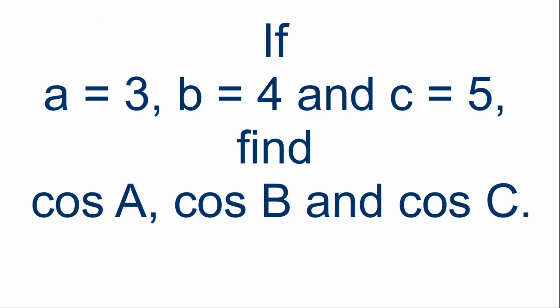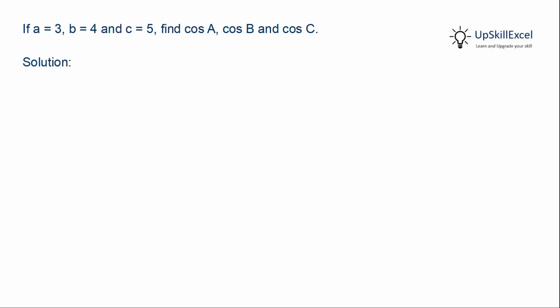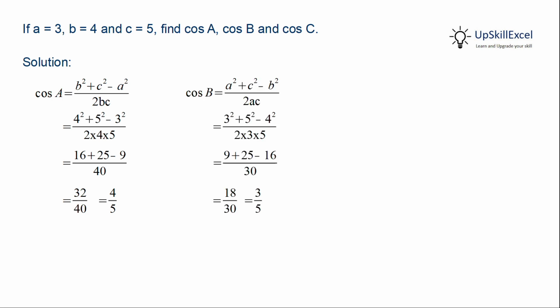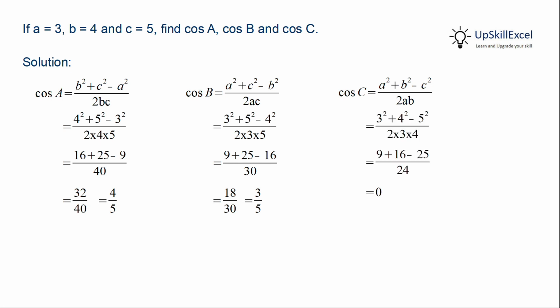If a is equal to 3, b equal to 4 and c is equal to 5, find cos A, cos B, cos C. Here we'll apply the cosine formula, that is cos A is equal to (b square plus c square minus a square) by 2bc, and then substituting the values we get cos A equal to 4 by 5. Similarly, we can find cos B, which is equal to 3 by 5, and cos C, which is equal to 0.